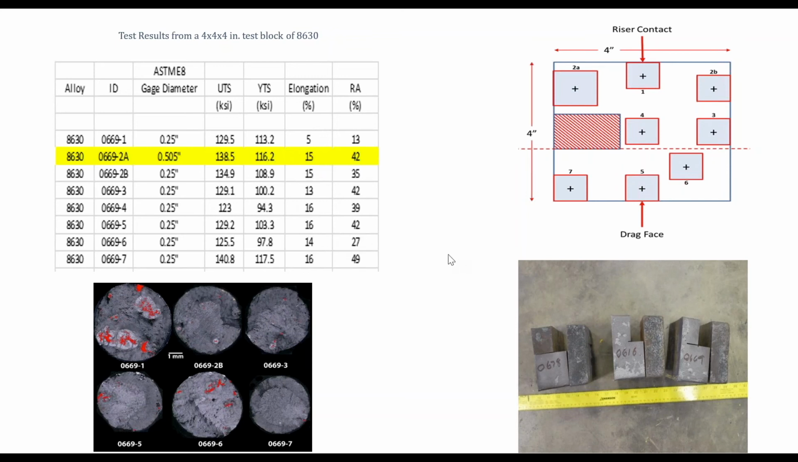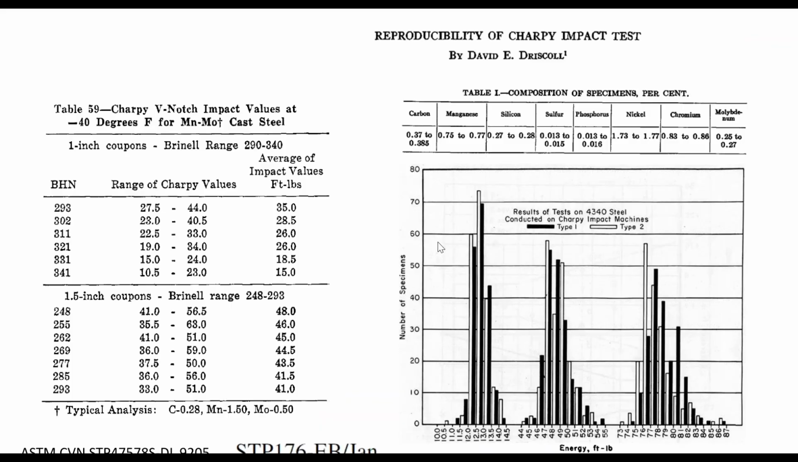So you really got the 2 factors you have to look at when you're trying to understand variations in tensile test properties. One is the location of the specimen, and the other is the uncertainty in the test method. You can do the same thing with Charpy V-notch.